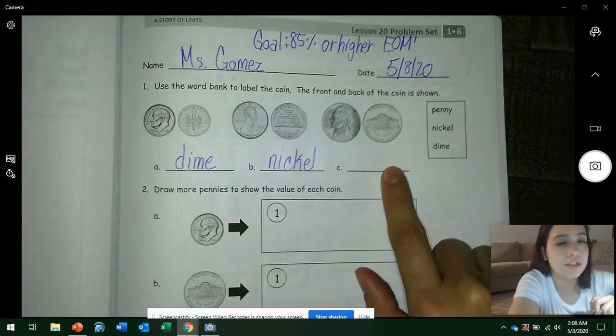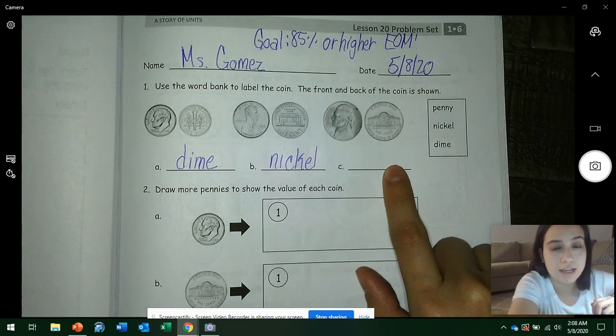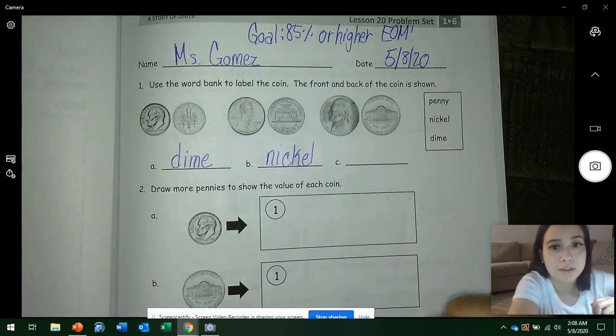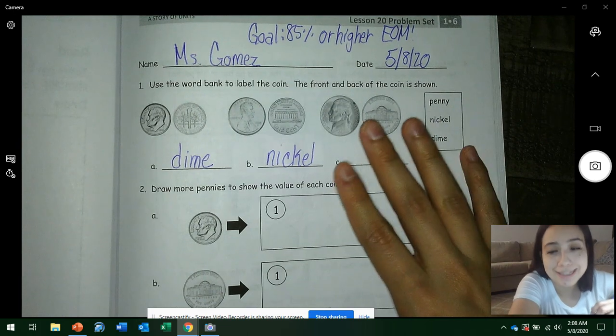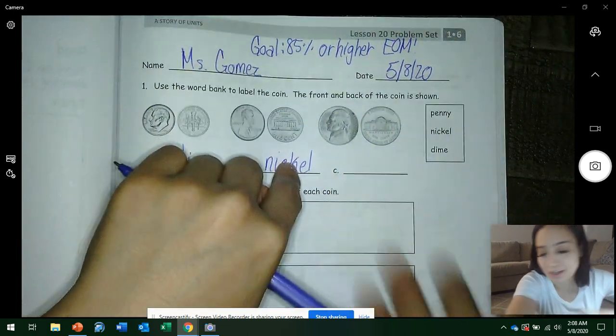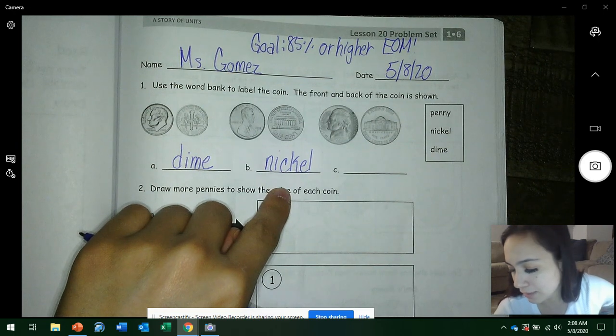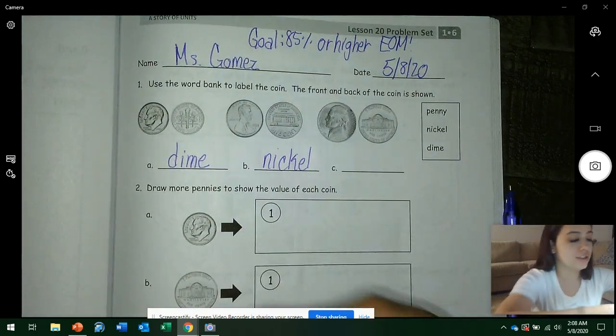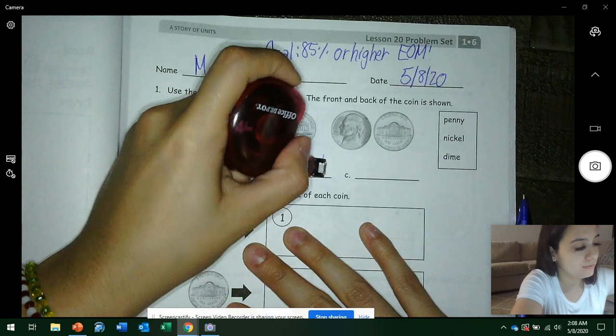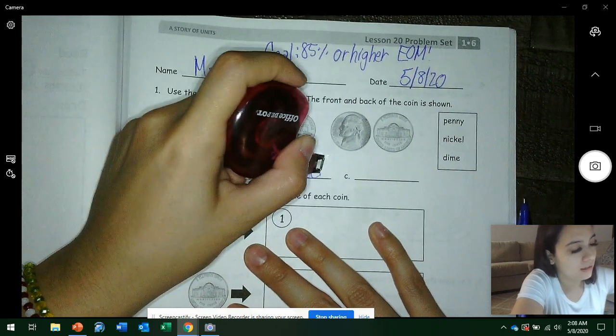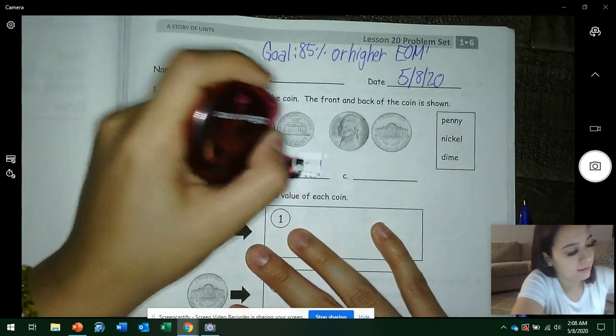And what is the name of this coin, boys and girls? Get ready. Sorry, I made a mistake. This is not a nickel. My goodness. Imagine Miss Gomez is going over the answers and it's not. So I'm going to go ahead and white that out.